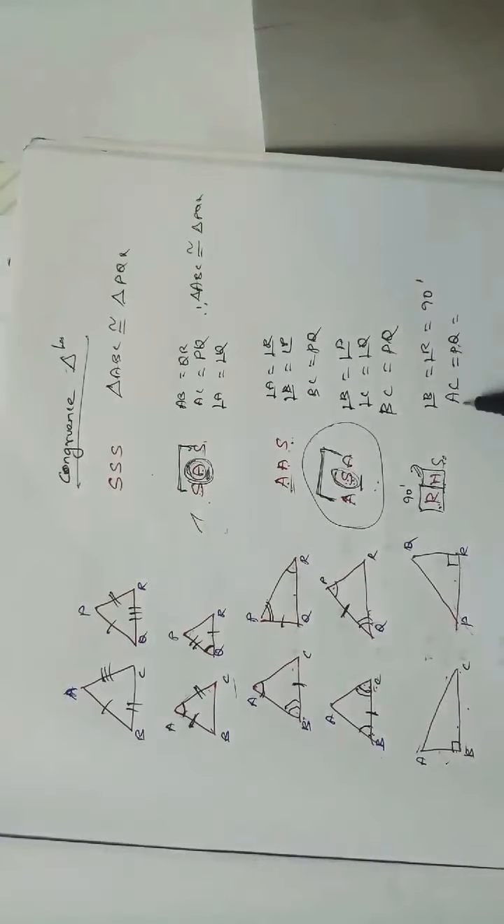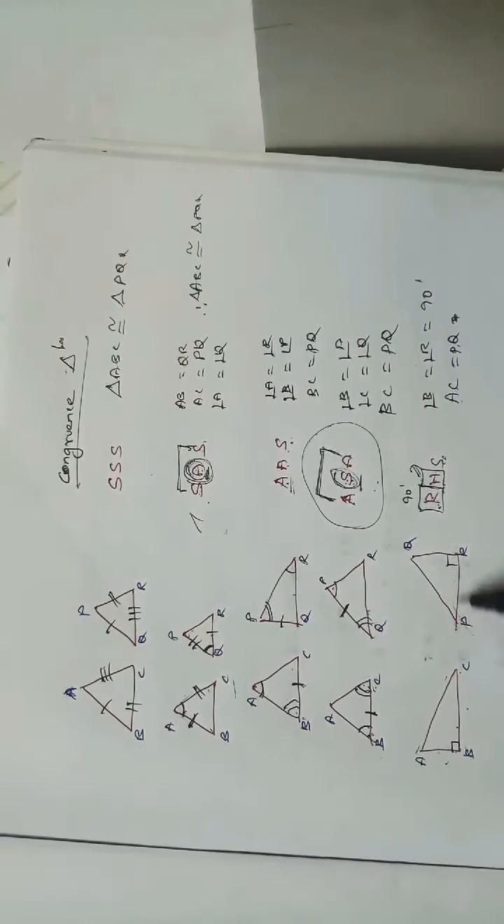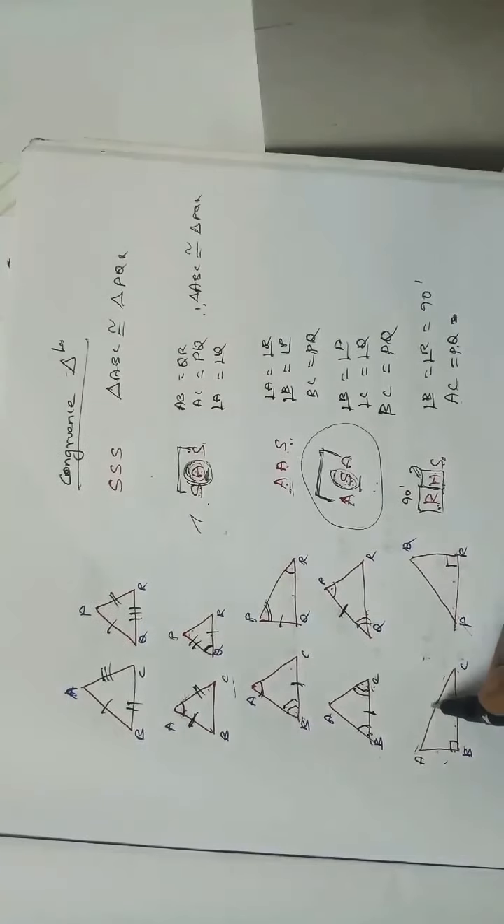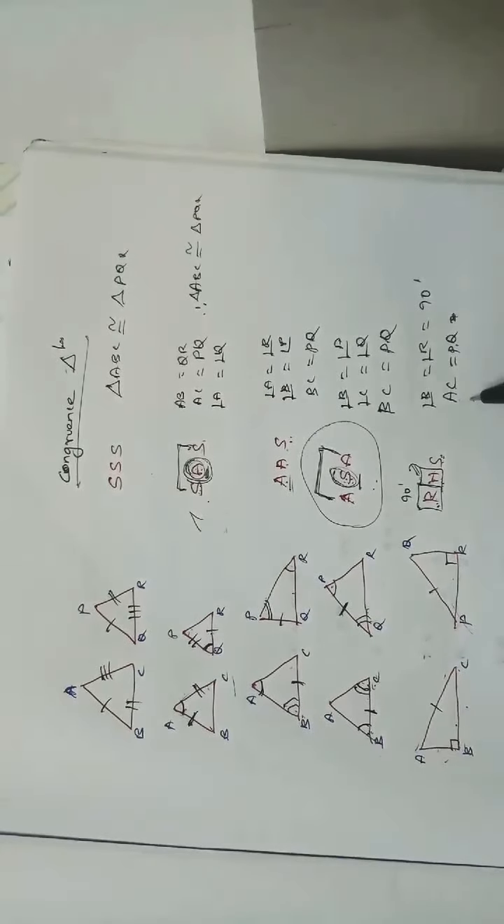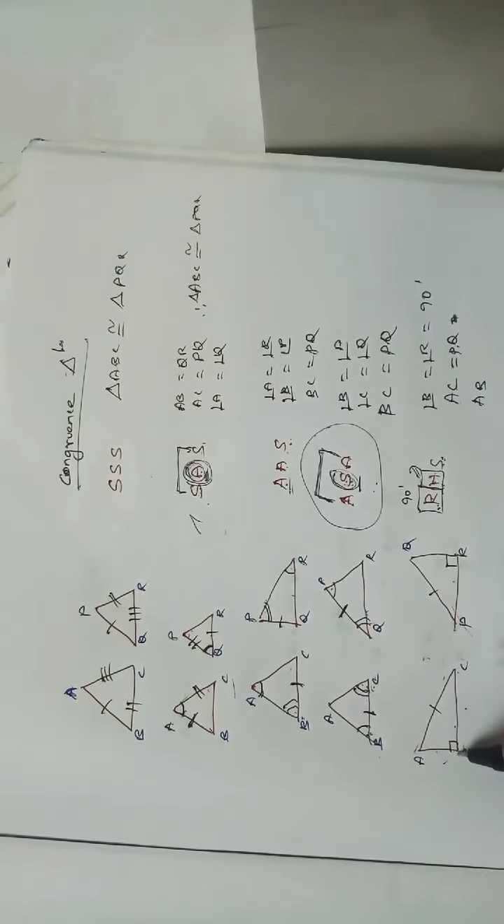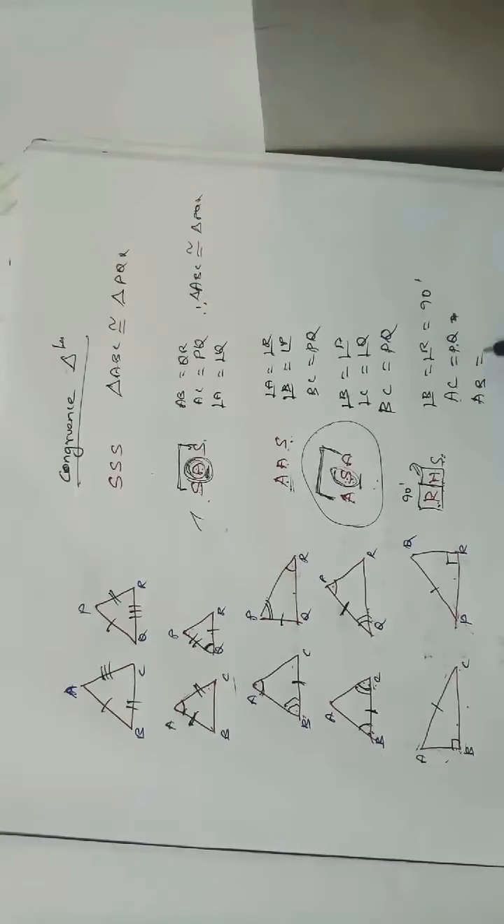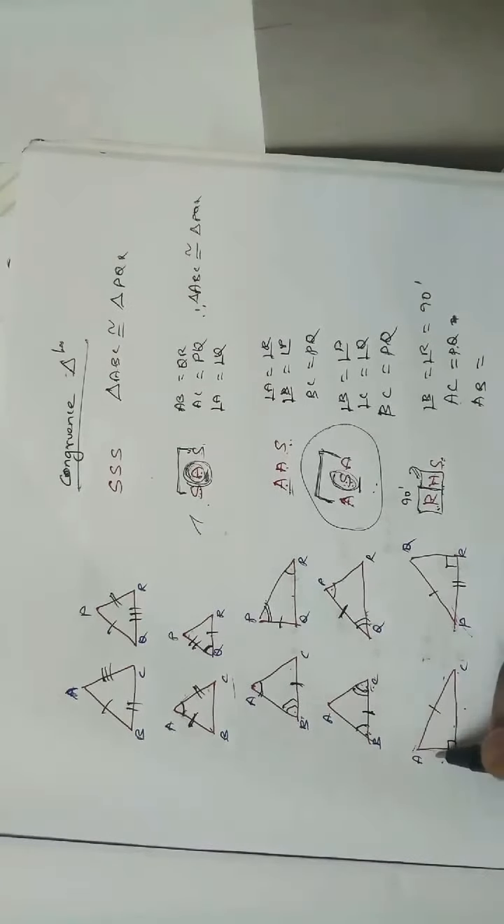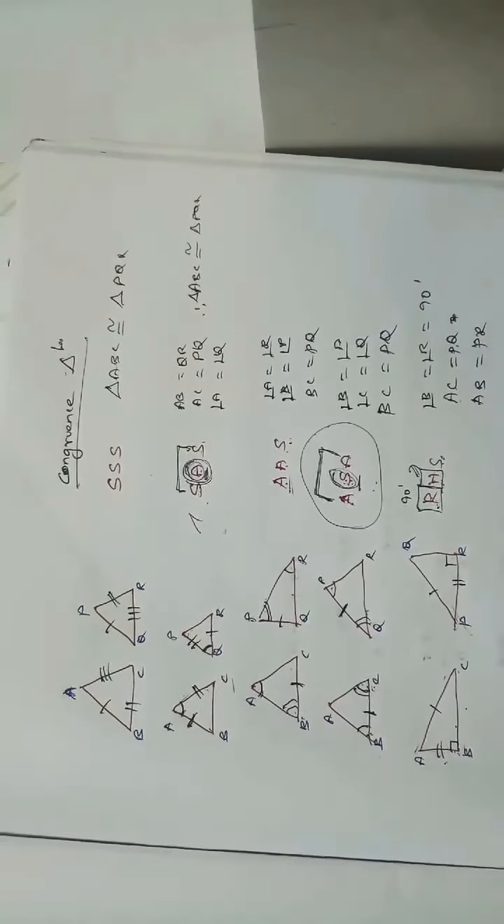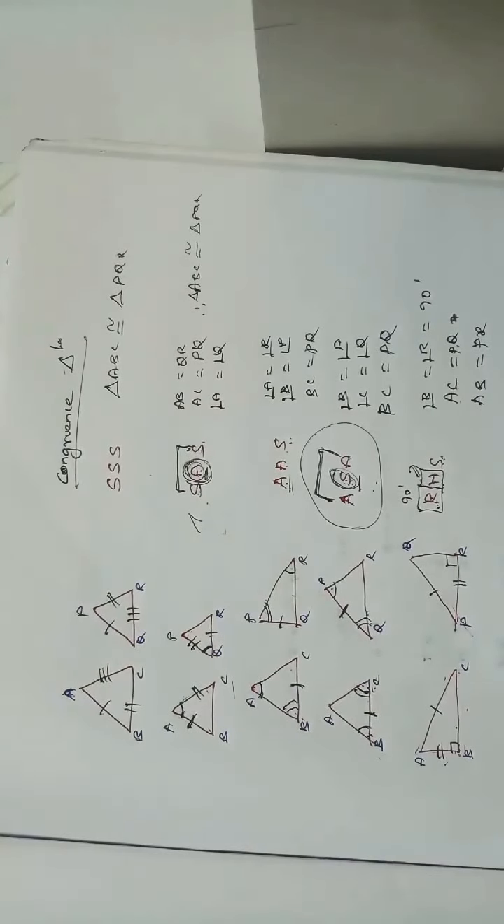The hypotenuse should be equal, and for the remaining side, suppose AB is the altitude and PR is the base. If these two are equal, then we can say that these two triangles are congruent. That is not a problem.